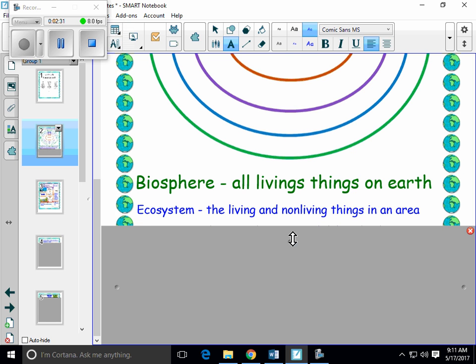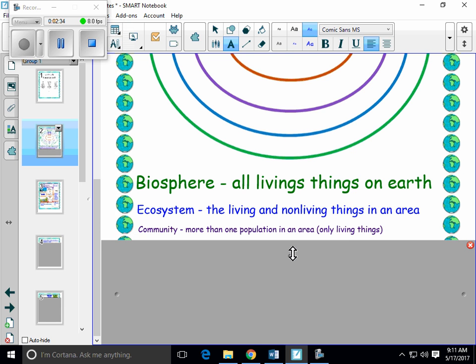Within that ecosystem, we could get a little bit smaller and talk about the communities that are there. A community is when there's more than one population in an area. But a community is only the living things. So a community could be all of the white-tailed deer, plus the fox population, plus the rabbit population. All those populations together make up a community.